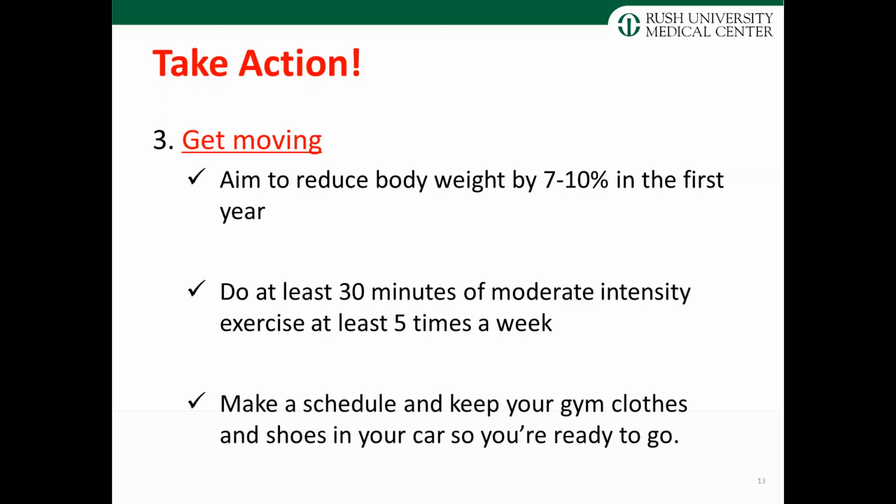And then a big thing, and this goes along with writing it down, is to make a schedule. And keep your gym clothes and shoes in your car if you drive to work or wherever you go, so that you're always ready. Because at least for me, if I don't keep things in the car, I'm not going to go. I'm just going to go home after work and you won't see me at the gym. So that's just something to keep in mind, what's going to make it a habit for you.